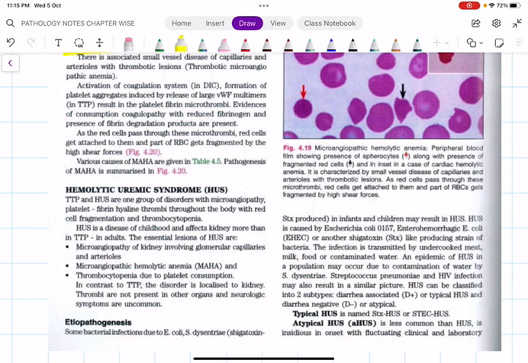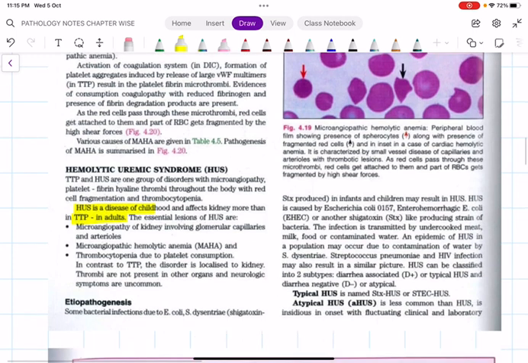So I am discussing RBCs itself. Fine. So what is HUS? Actually, it is a disease of childhood. Whereas thrombotic thrombocytopenic purpura most commonly affects adults. So what are the components of this hemolytic uremic syndrome? Number one, microangiopathy of the kidney, then microangiopathic hemolytic anemia and thrombocytopenia because of platelet consumption.